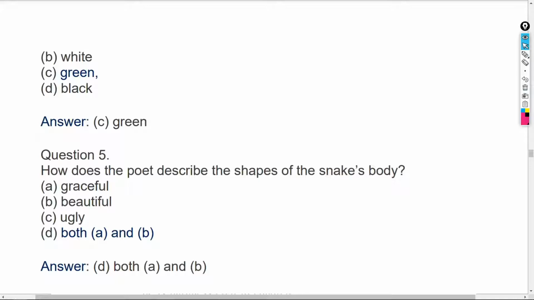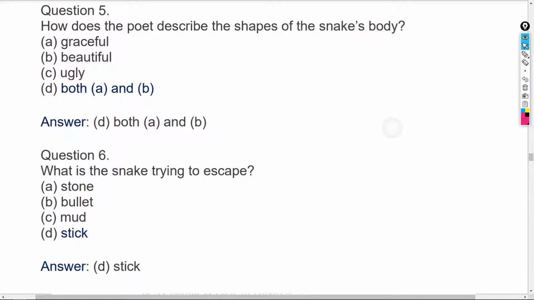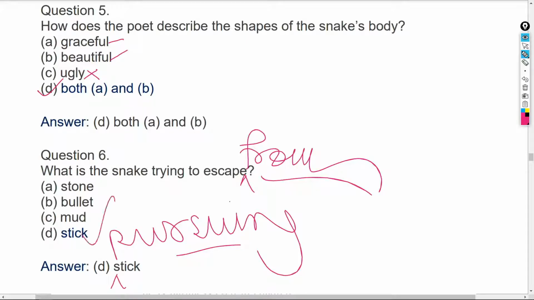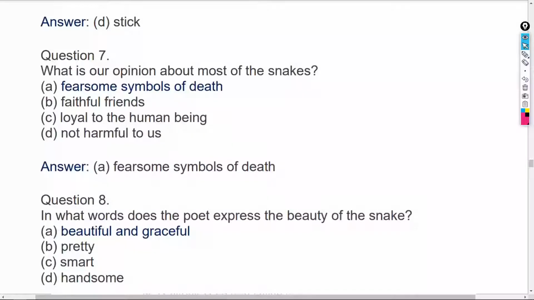Let us see the next question. Next question number 5. How does the poet describe the shape of the snake's body? तो shape कैसे था? Graceful, beautiful, ugly. Both A and B means ये दोनों था. तो option B is correct. Let us see number 6. What is the snake trying to escape? तो ये भी ना एक verb यूज करना है. It was trying to move out. Escape from. It was trying to escape from the pursuing stick. Option D is correct.